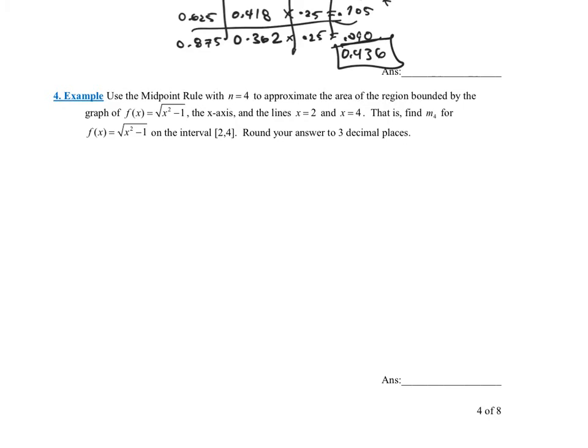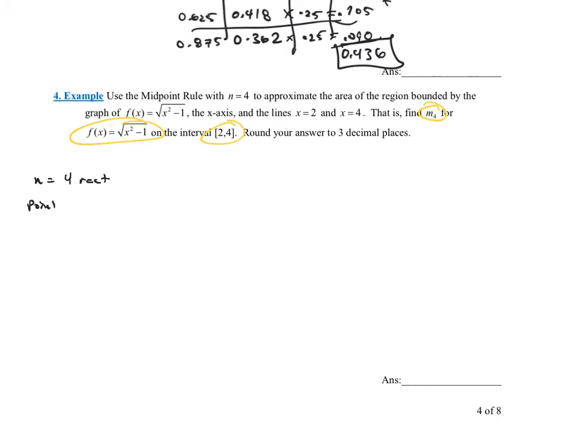It says, use the midpoint rule with n equals 4 to approximate the area of the region bounded by the graph of f of x equals x squared minus 1, the x-axis, the line x equals 2 and x equals 4. So what the heck does that mean using my notation? That just means we're using the midpoint in 4 rectangles, so that's M4. We have our function and we have our interval. That's all we need. So think about it. In here is 4 rectangles.